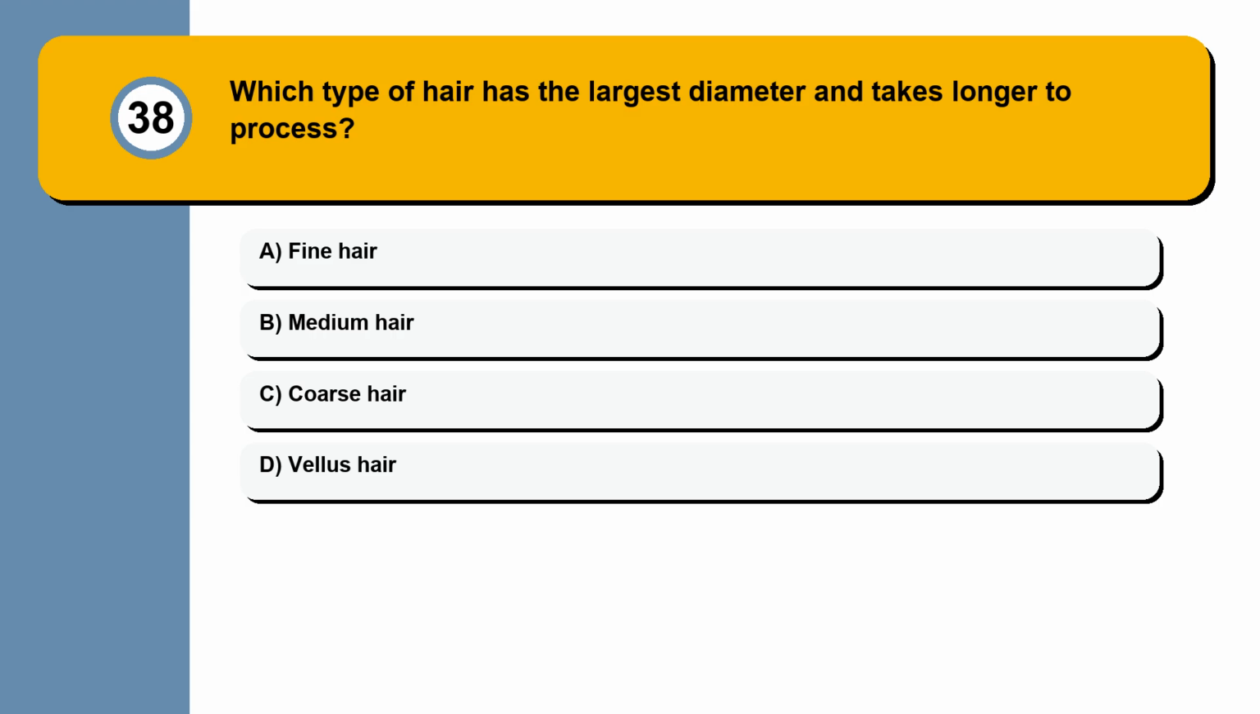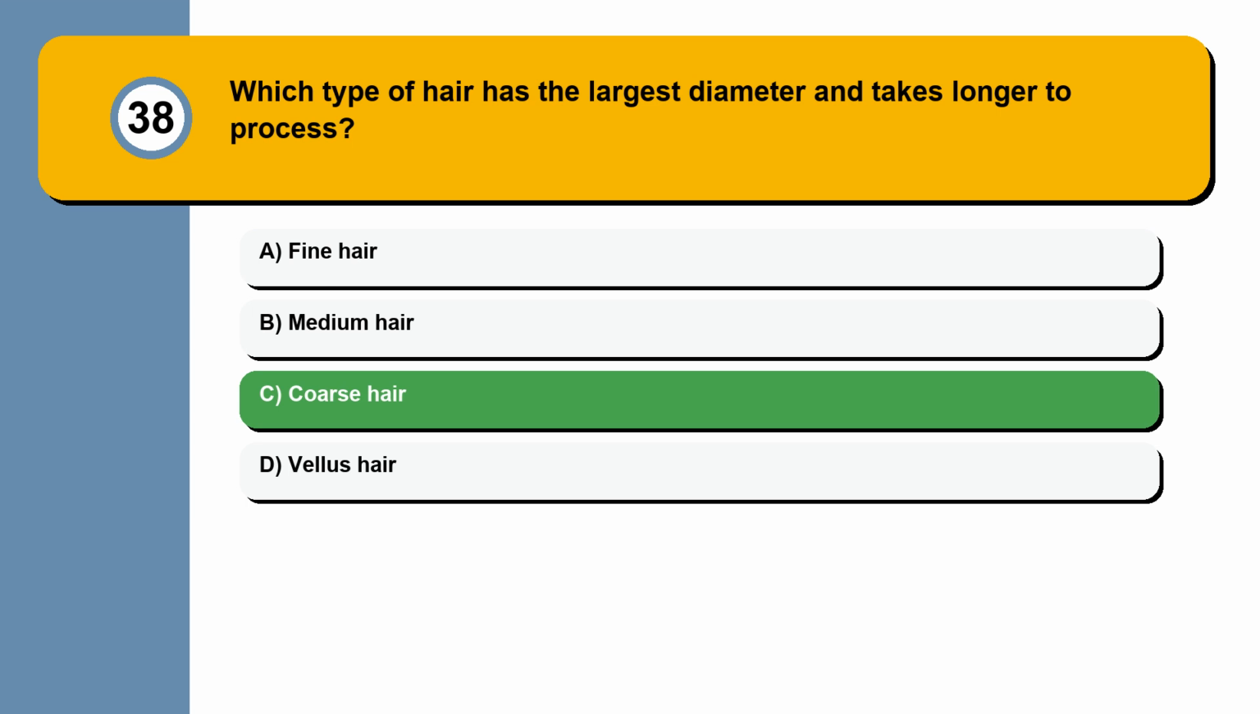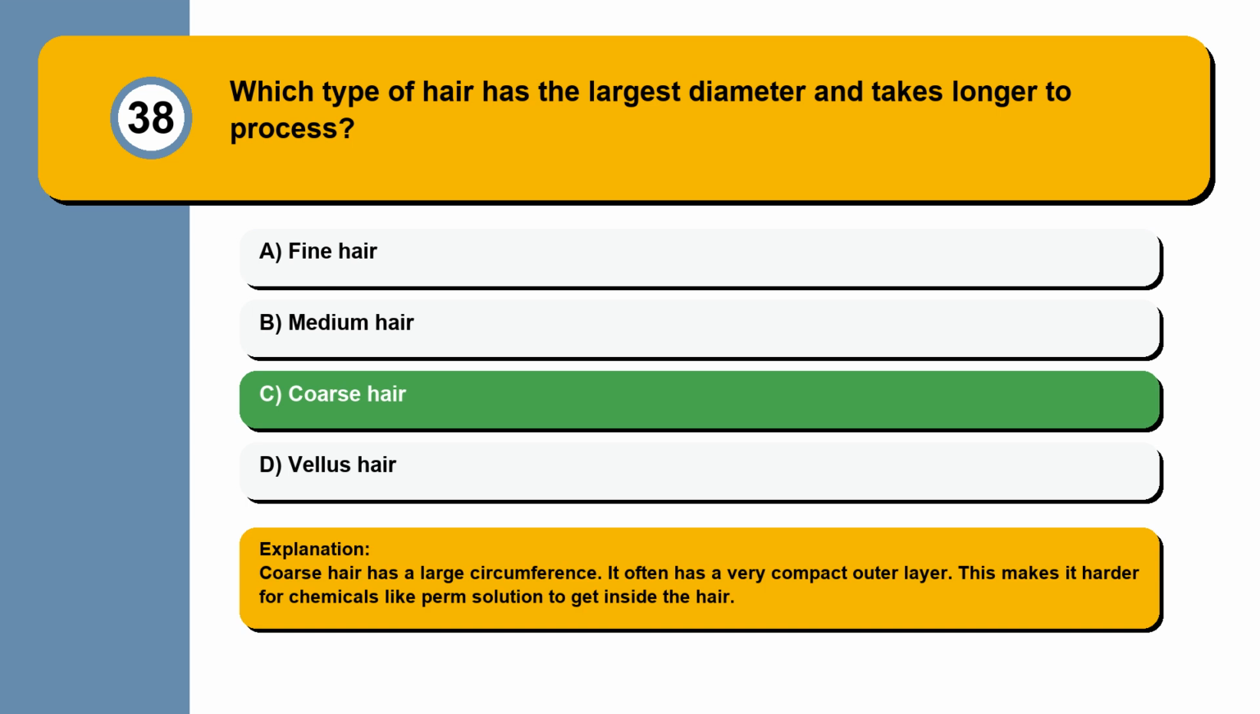Question 38. Which type of hair has the largest diameter and takes longer to process? Fine hair, medium hair, coarse hair, vellus hair. Coarse hair has a large circumference. It often has a very compact outer layer. This makes it harder for chemicals like perm solution to get inside the hair.